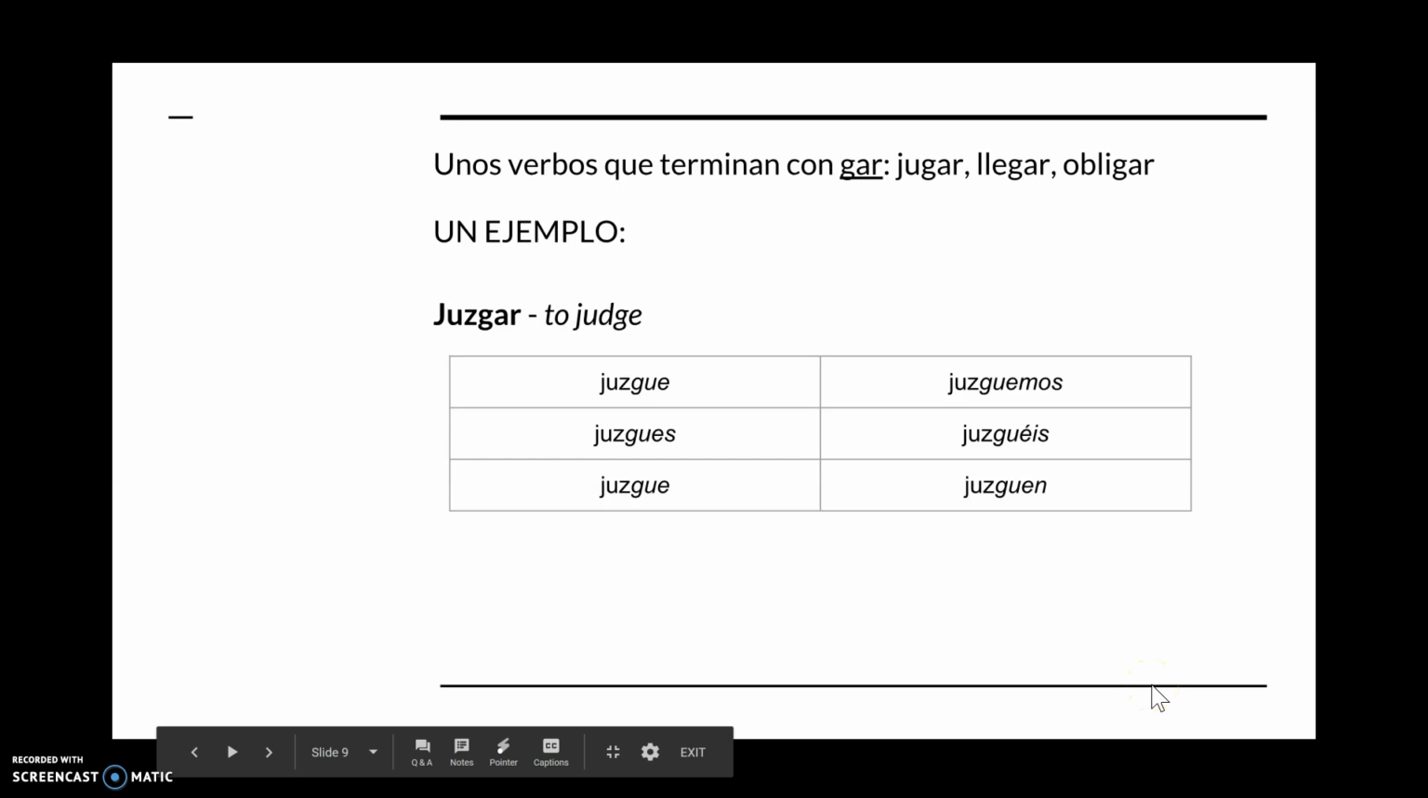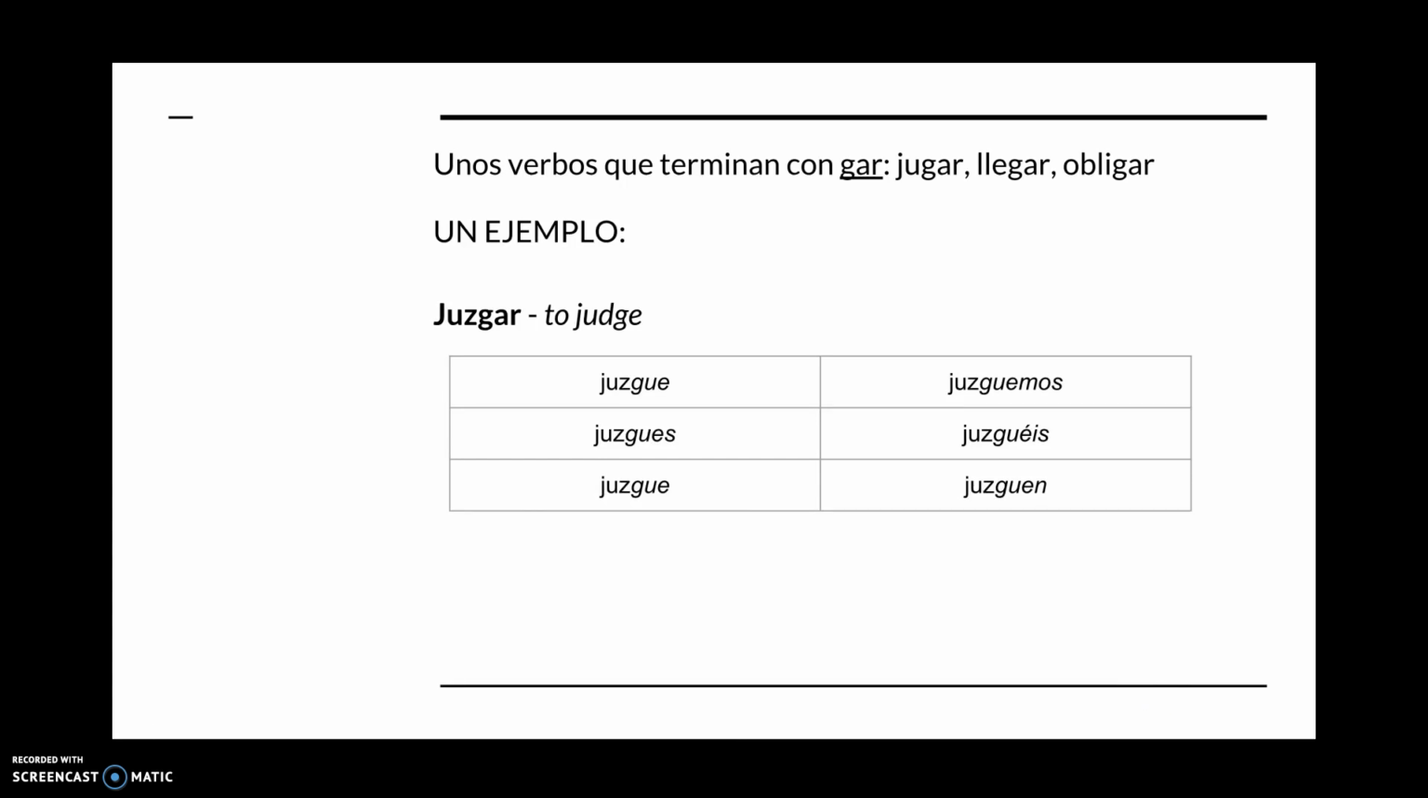We next have verbs that end with gar. And so a few common ones, two common ones that you should already know: jugar, which is also a stem changer, to play sports or games; llegar, to arrive; and obligar, which is a new one from your vocab list that means to obligate. The one that I chose from your vocab list for this example is juzgar. You have juzgue, juzgues, juzgue, juzguemos, juzgues, and juzguen.